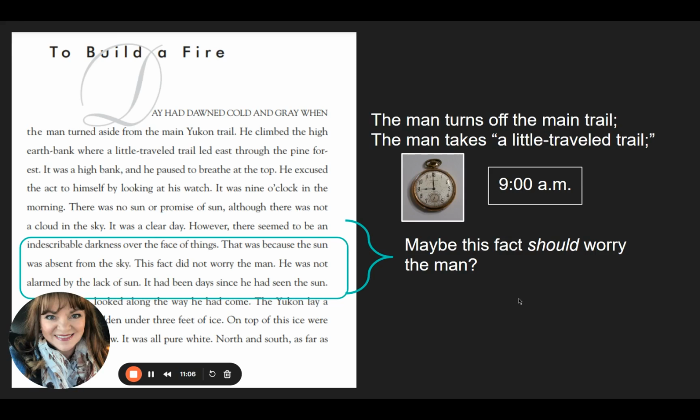And then in that aqua or teal blue here, maybe this fact should worry the man. The fact, he says in here, this fact did not worry the man. The fact that the sun was absent. Should he be worried? The author's telling us that the man isn't worried. It's been days since he's seen the sun. It's okay. I don't know. To me, again, these alarm bells are going off.